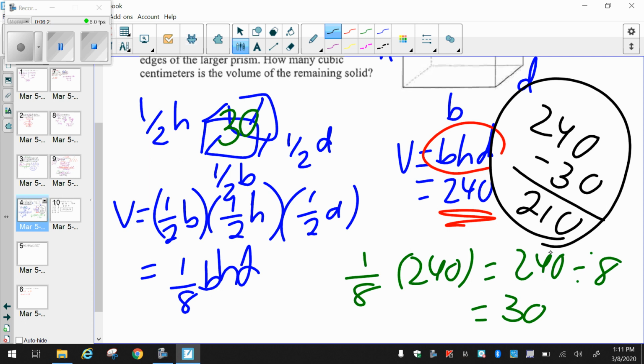This might have been a little bit more challenging for grade 5 students who haven't really done much with volume and haven't really done much with fractions. Hopefully the grade 6 students were able to start to figure out some of this or have an idea of what some of this might be.